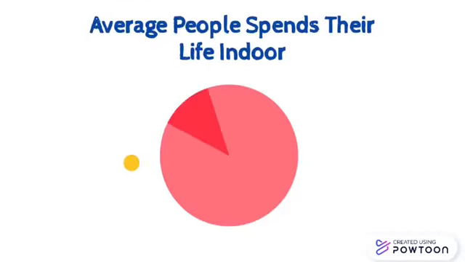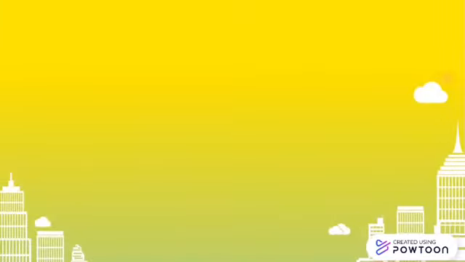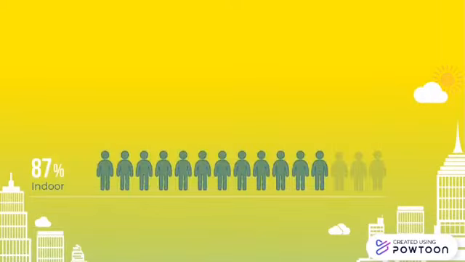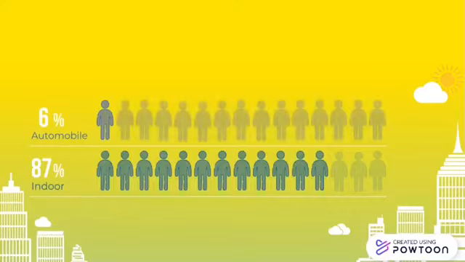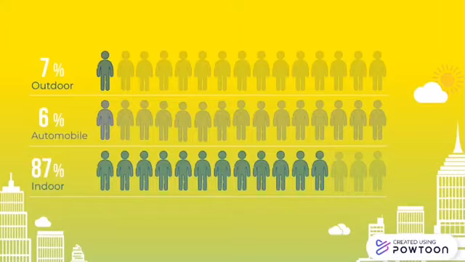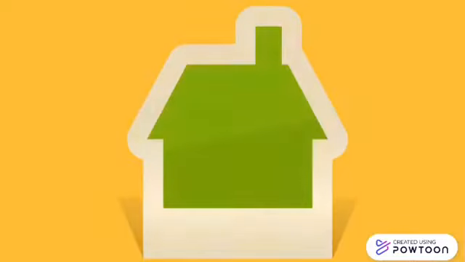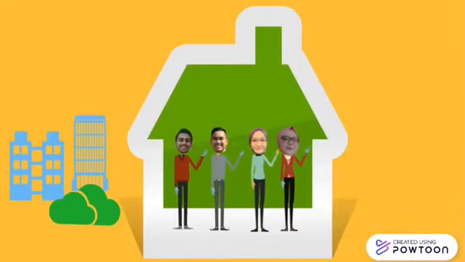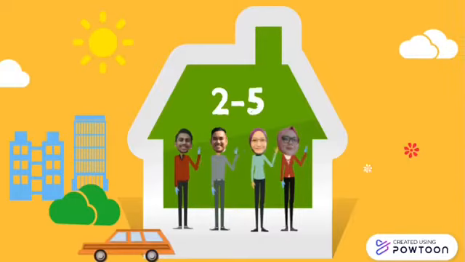According to the Environmental Protection Agency (EPA), the average person spends 93% of their life indoors. 87% of their life is indoors, and another 6% is in an automobile. That's only 7% of your entire life outdoors, only one half of one day per week. Concentrations of some pollutants are often 2 to 5 times higher than typical outdoor concentrations.